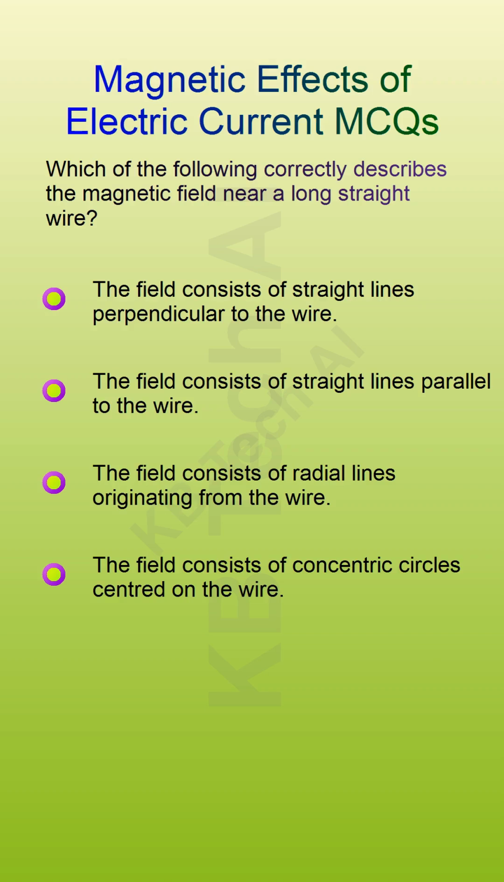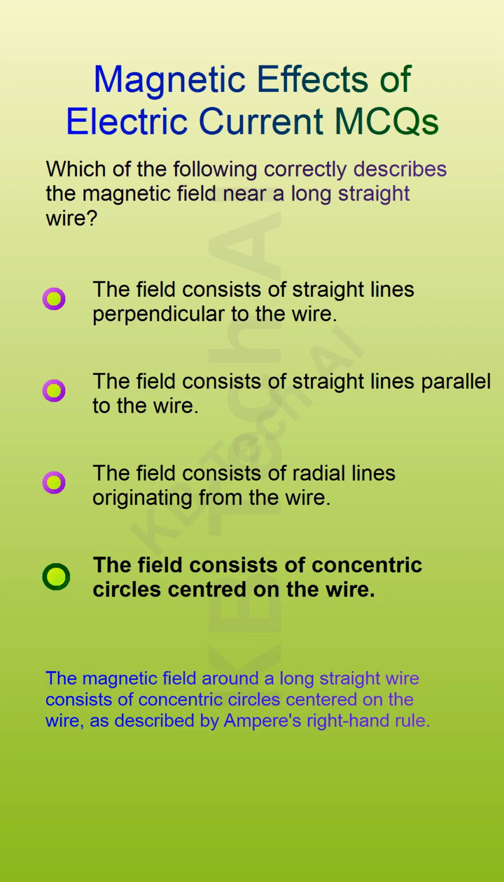Which of the following correctly describes the magnetic field near a long straight wire? Option 1, the field consists of straight lines perpendicular to the wire. Option 2, the field consists of straight lines parallel to the wire. Option 3, the field consists of radial lines originating from the wire. Option 4, the field consists of concentric circles centered on the wire. The answer is, option 4, the field consists of concentric circles centered on the wire.